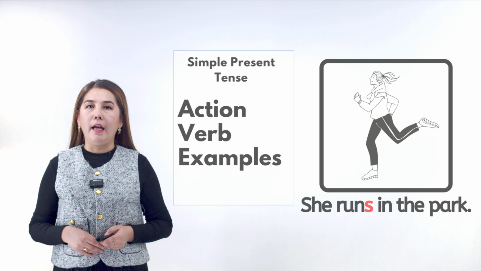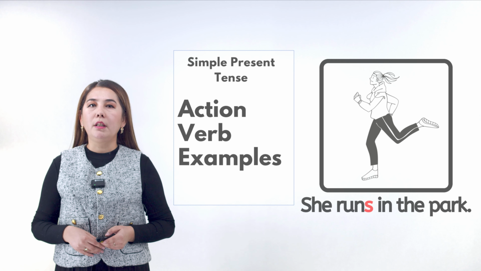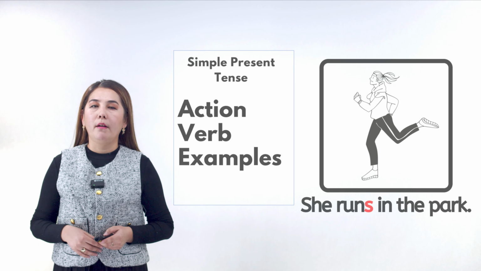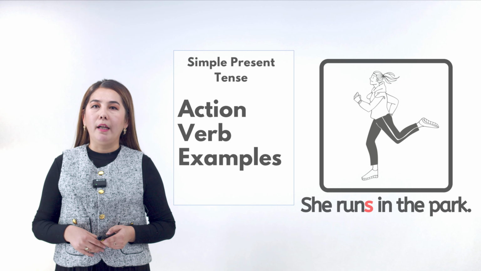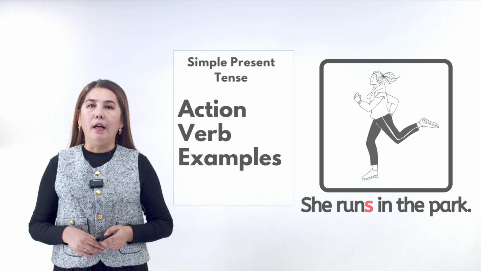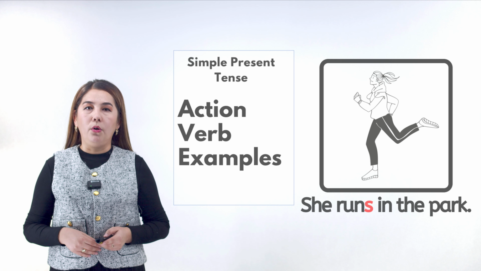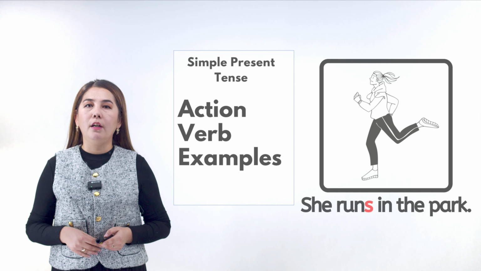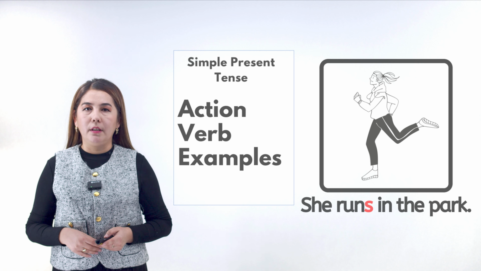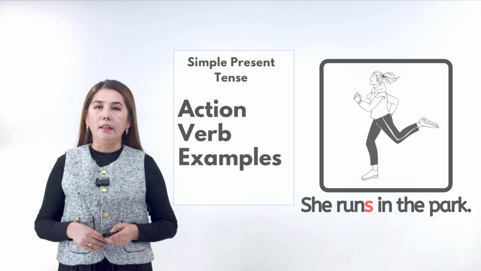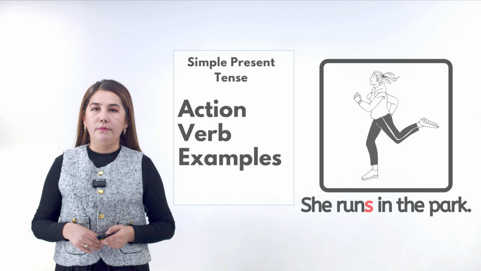The next one, action verb in the simple present tense. She runs in the park. The sentence is in the singular form, and run is the action verb. The subject is singular, so we have to put s. We gave the s in red. She runs in the park because she is in singular form.